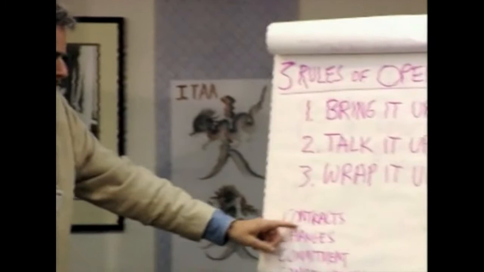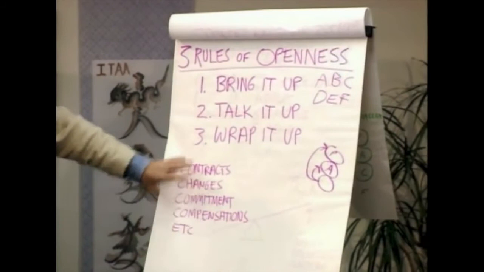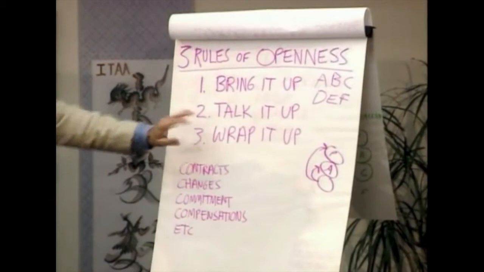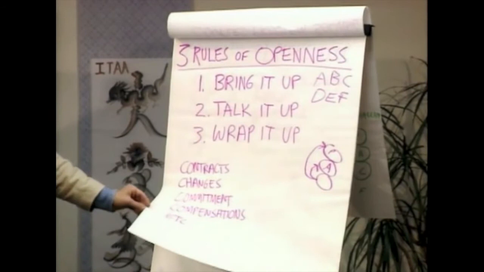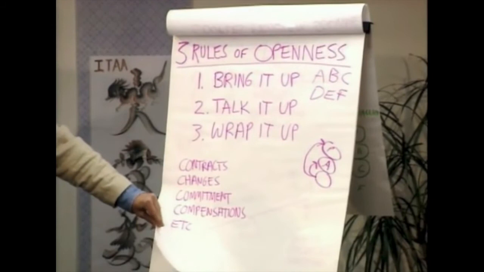Now, I'm going to flip the page over, and we can come back to the wrap-it-up. There's a lot of different ways of wrapping it up that we'll talk about. To wrap it up, it takes a lot of creativity and collaboration to get the closure. It's a whole different subject, how to come up with a new contract or a new change, a new commitment or some compensation or maybe confession or capitulation. They always all start with C's. Took me a couple years to get 20 of them to start with C's. So let's go into the talk-it-up.